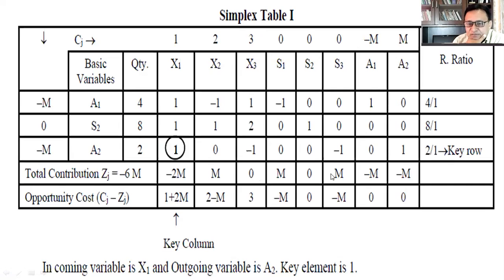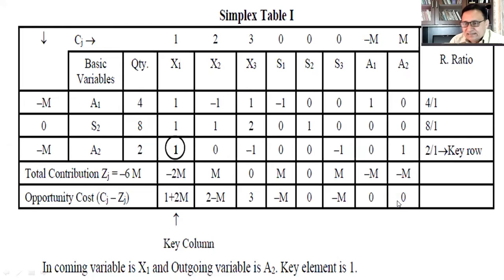Similarly, for S2, 0 minus 0, 0 will be there. And here 0 minus m will be there. Then -m minus (-m) plus m, so -m plus m becomes 0. For A2, here also -m is there, so you read it as -m. Then again here Zj is -m plus m, which will become 0.